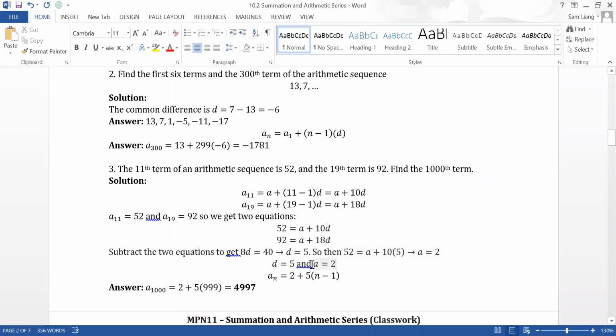Okay, from there we can solve for the 1000th term. So a sub n is going to equal 2 plus 5 times n minus 1. From there we can plug in 1000 for n. We get a of 1000 is equal to 2 plus 5 times 999, and that will yield 4,997. That's our answer.